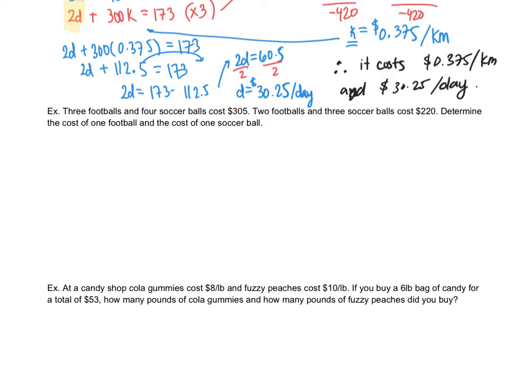So again, I go to the last sentence. Determine the cost of 1 football and the cost of 1 soccer ball. Those right there are my let statements. Let F represent cost of football and let S represent cost of soccer ball. Now we have 2 statements here. We have 3 footballs and 4 soccer balls cost $305, and we have 2 footballs and 3 soccer balls cost $220. Those 2 sentences will give you 2 separate equations to create that system.